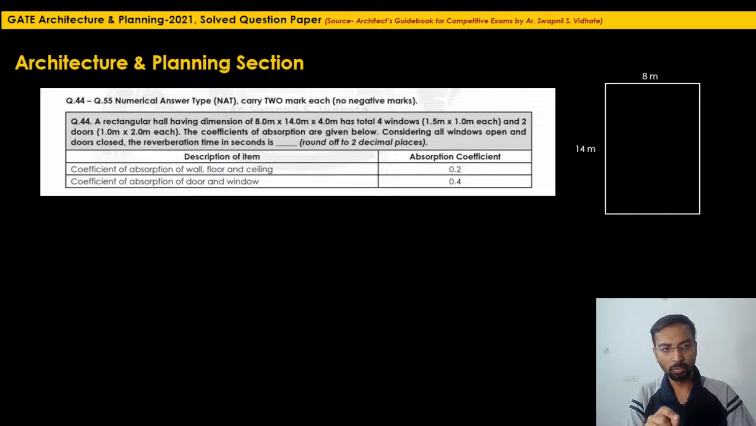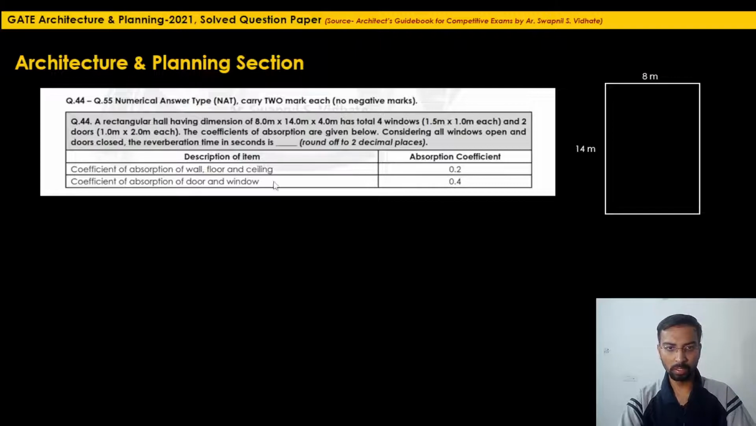So what is the numerical type question in question 44? A rectangular hall has dimensions of 8 meter by 14 meter by 4 meter. Just draw the rectangle, or you can draw it in 3D also, so that you can mention the height. It has a total of 4 windows of 1.5 by 1 meter each, and 2 doors of 1 meter by 2 meter each. The coefficients of absorption are given below. These are the coefficients of absorption used for the wall, floor and ceiling, and for the door and window.